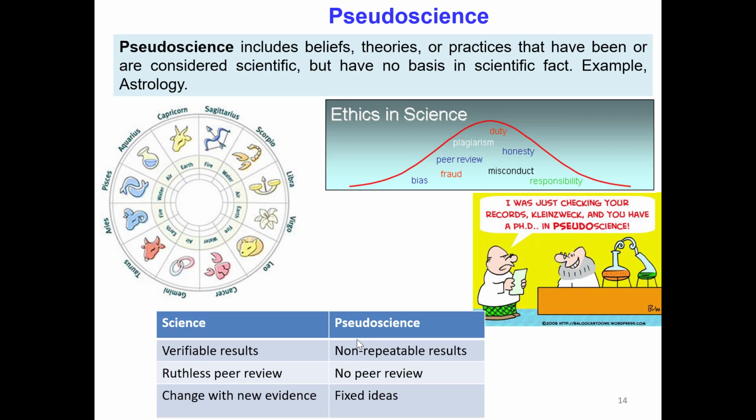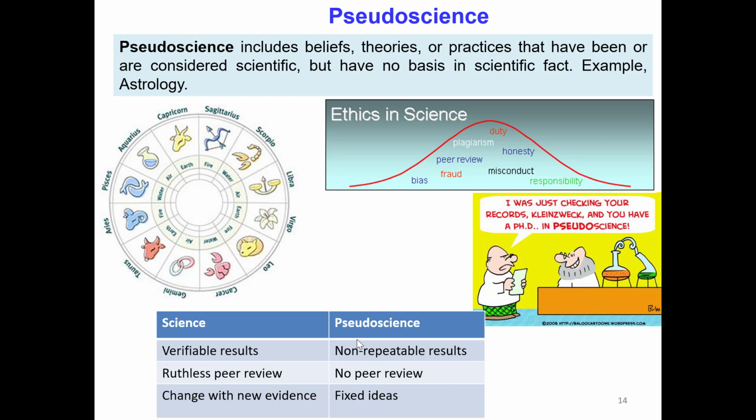Another thing we need to consider is pseudoscience. Pseudoscience includes beliefs, theories, or practices that have been or are considered scientific, but they are not based on scientific facts, meaning they are not based on the scientific method. One of these is astrology. Astrology looks like it is based on the scientific method, but it is not. And this is why astrology is not considered a science.